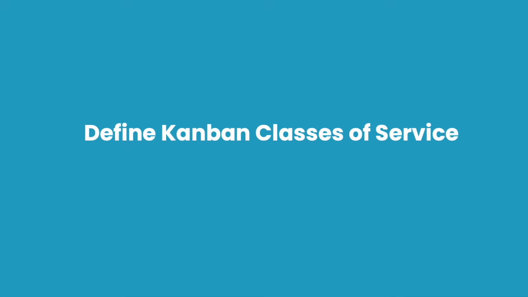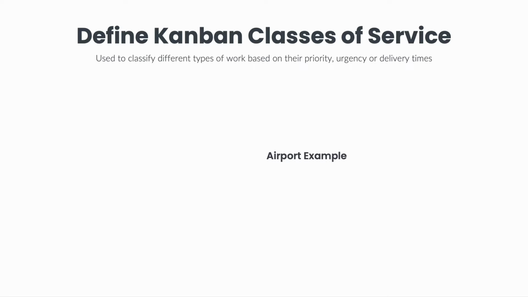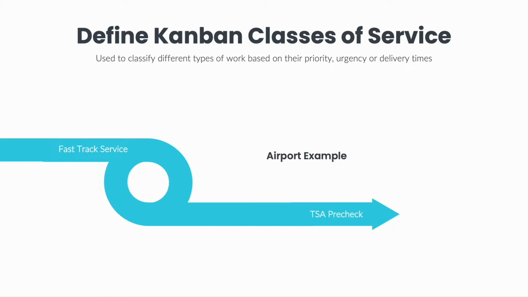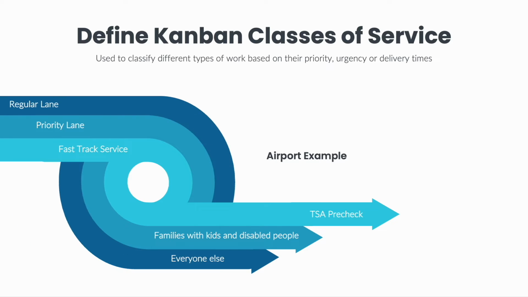Define Kanban classes of service. Kanban classes of service are used to classify different types of work based on their priority, urgency, or delivery times. Think of it just like the services at an airport. For example, the TSA PreCheck Fast Track service or other global service where you pay a fee to use an express lane for moving to the front of the line. The other lane could be the priority lanes for families with kids and disabled people, or the regular lane where you stay in line with everyone else and wait for your turn.